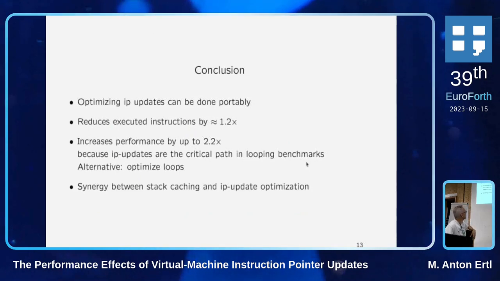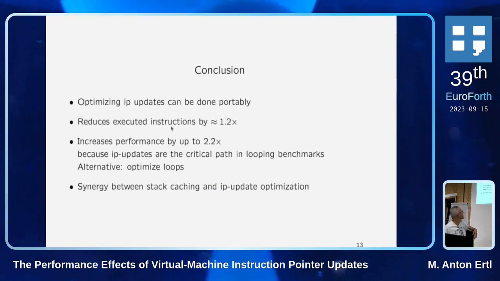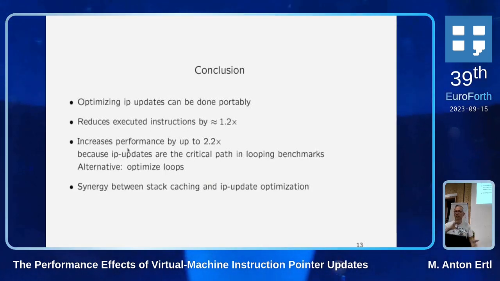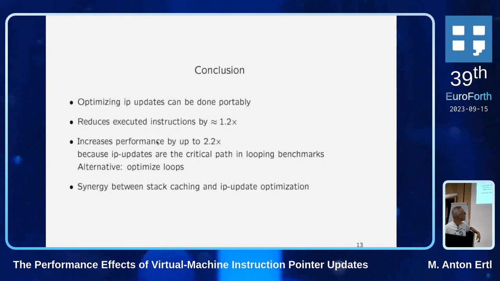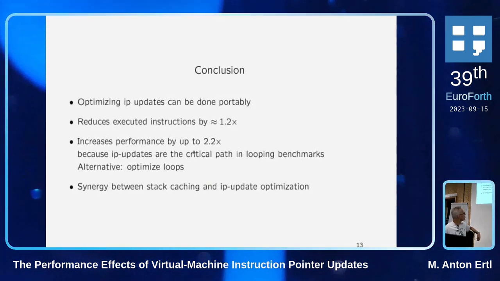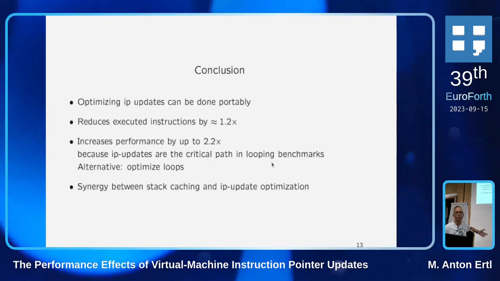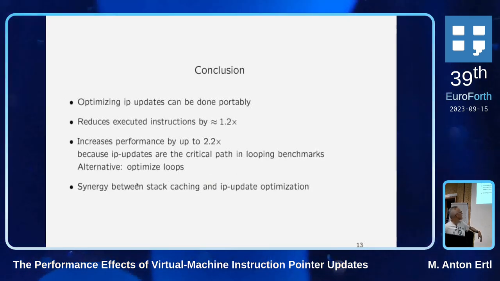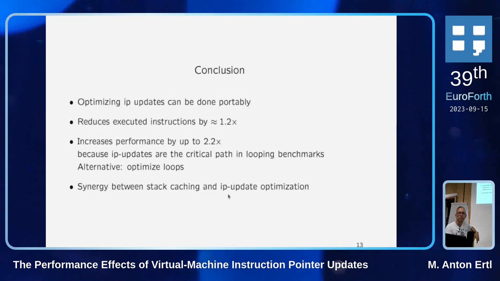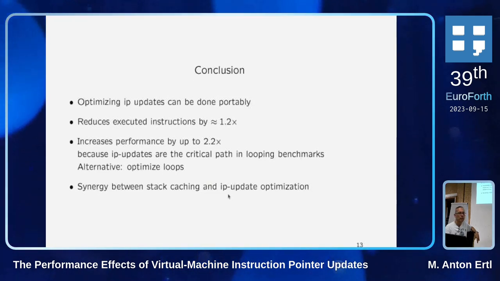So, in conclusion, yes, we can optimize IP updates possibly. This reduces the number of executed instructions by about a factor of 1.2. It increases the performance by a very variable amount, but we see some spectacular speedups, the best one being a factor of 2.2. And the reason is that IP updates are the critical part in looping benchmarks. And the alternative is to optimize loops, as we have seen. And there's a synergy between stack caching and this IP update optimization, as we have seen with the SHA-512 results. Thank you.